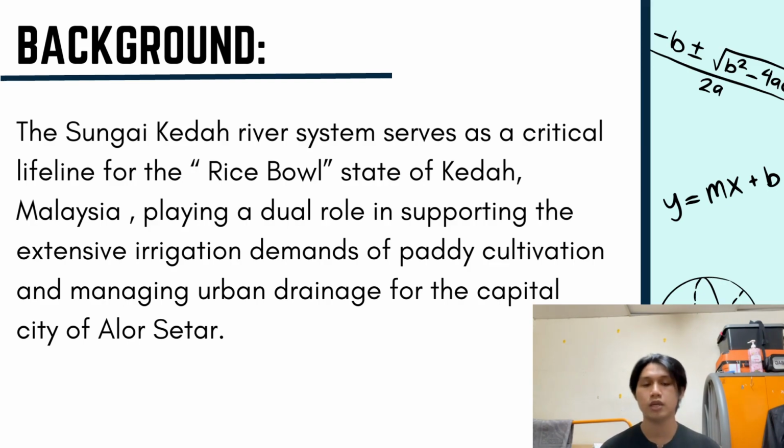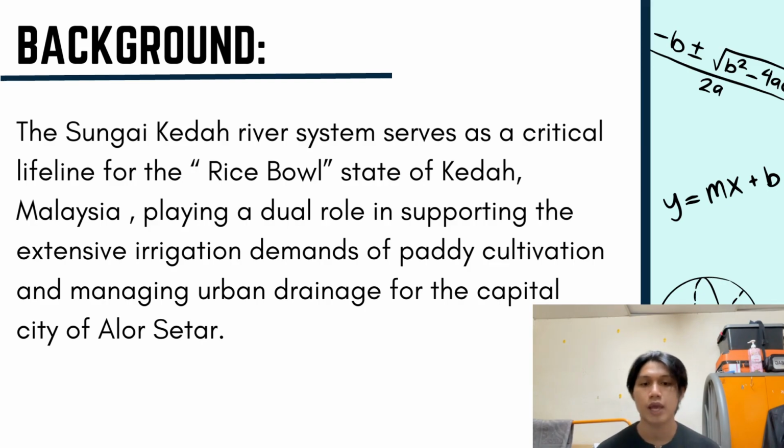Sungai Kedah is a vital river system for the Rice Bowl state of Kedah, Malaysia. It plays an important role in supporting irrigation for paddy cultivation and managing urban drainage for the city of Alor Setar. However, during intense monsoon seasons, soil erosion from upstream agricultural areas transports large amounts of sediment downstream. This sediment gradually accumulates along the riverbed, reducing the river's hydraulic capacity and increasing the risk of flash floods.